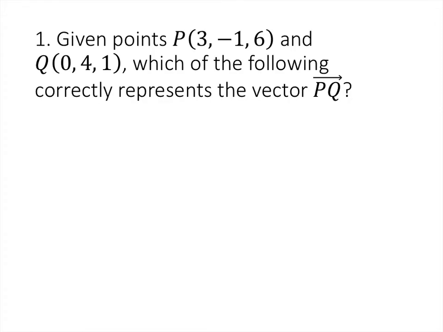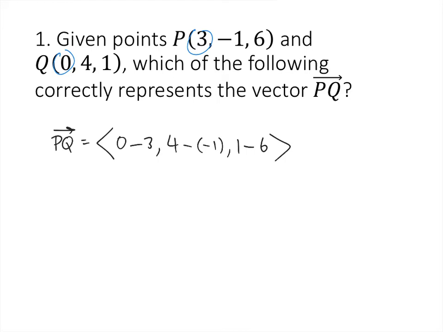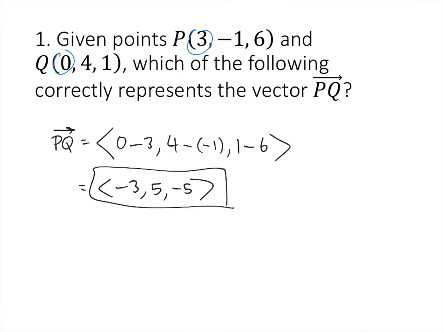For this first question, we have 2 points and we want to know what vector represents the vector from P to Q. The idea is that when we have the vector from P to Q, all we're going to do is subtract the corresponding components: the coordinates of Q minus the coordinates of P. So this is going to be 0 minus 3, 4 minus 1, and then 1 minus 6. That'll be negative 3, positive 5, and negative 5. And that's the vector we want.